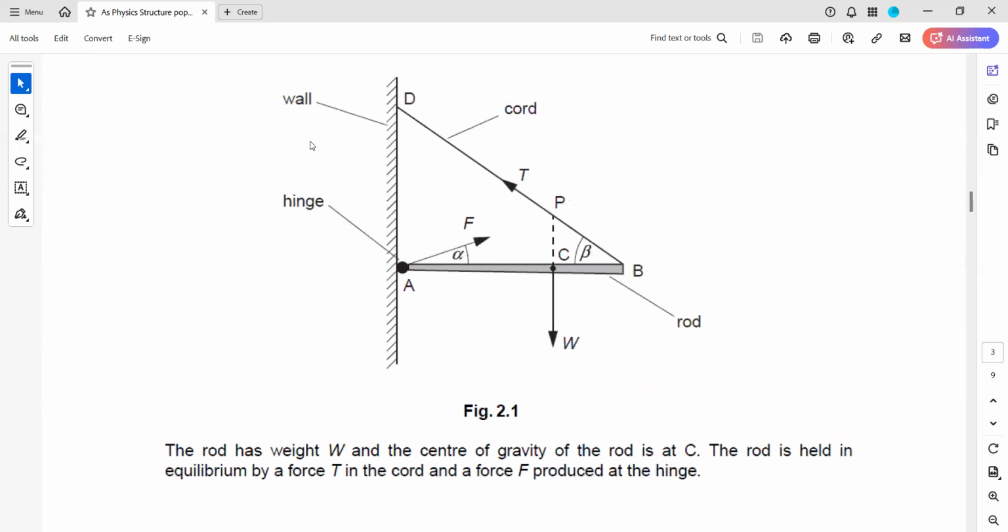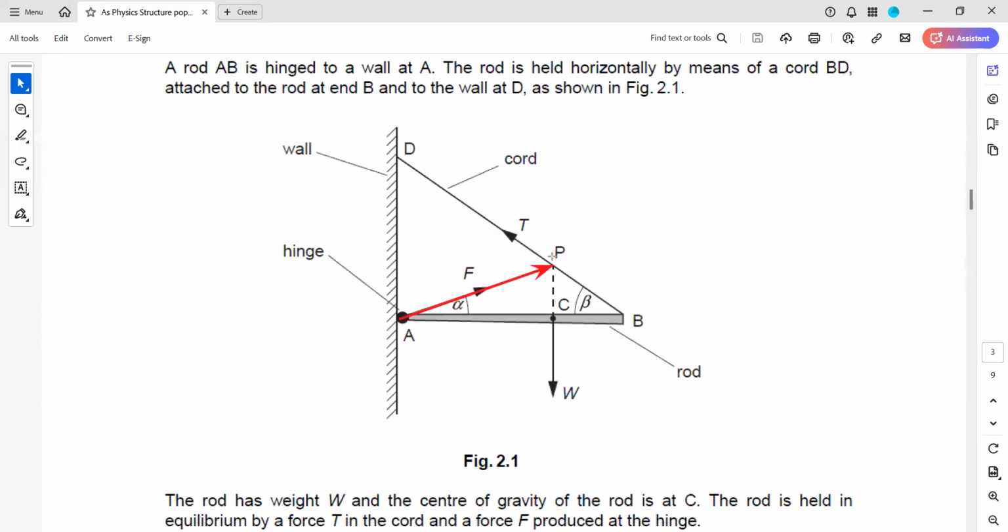When we draw this line and this line, why must the two forces pass through the same point when the rod is in equilibrium, balanced? When an object is in equilibrium, the resultant force should be zero. The resulting turning effect should also be zero, and the resultant moment should also be zero.